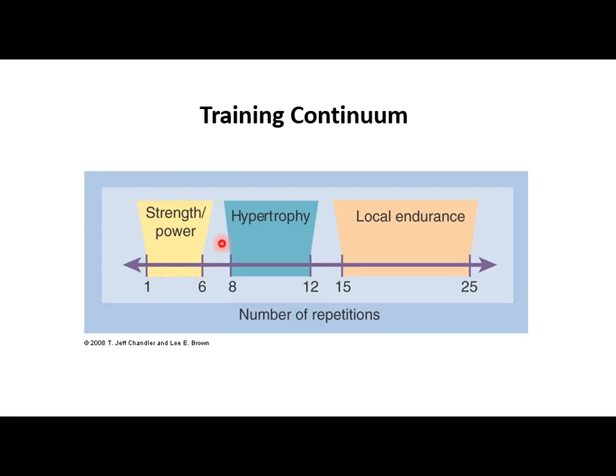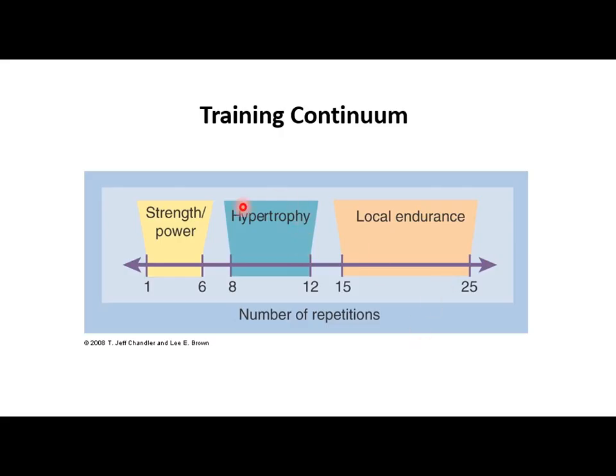Right? A 6 RM, a load that can only be performed for 6 repetitions, is a heavy load, but you can only do it for 6 repetitions, right? Low volume. A 20 RM is a light load. It's a load that you can do for 20 repetitions. Right? So it's high volume. Low load, high volume. Right?